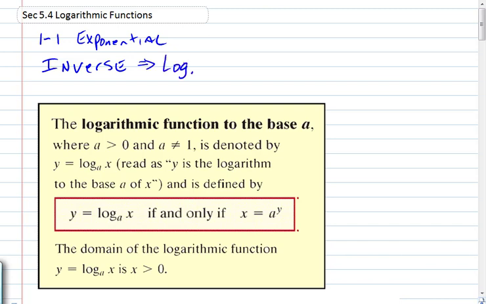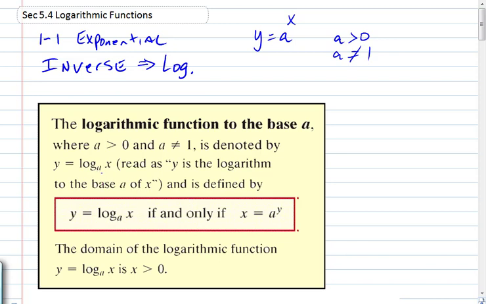It said that we had to have y equals a to the x, where a had to be bigger than 0 and a could not be equal to 1, because that would be boring, and x could be anything we wanted it to be. Well, the definition of the logarithmic function has the same conditions on a. The base has to be bigger than 0, a cannot be equal to 1, and then we have this. And this is read, y is the logarithm to the base a of x. A is a subscript here.